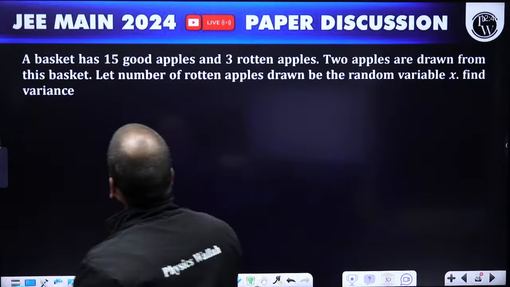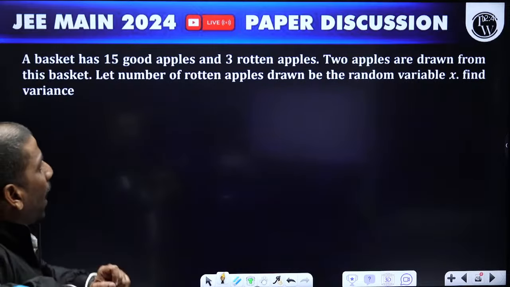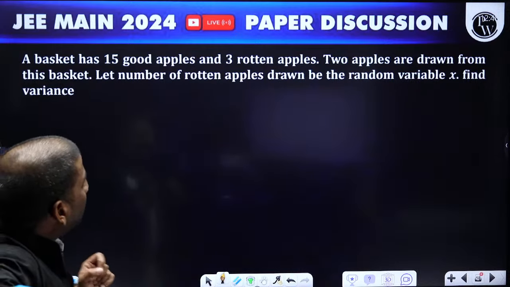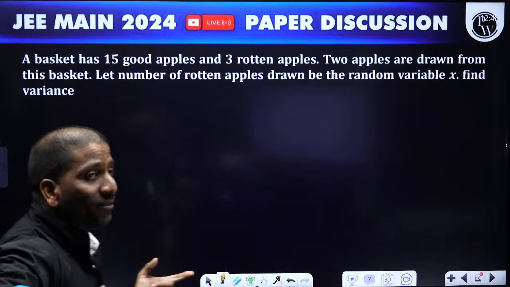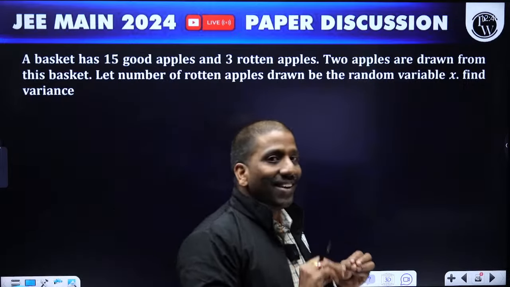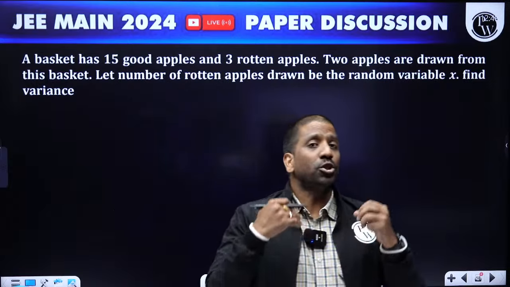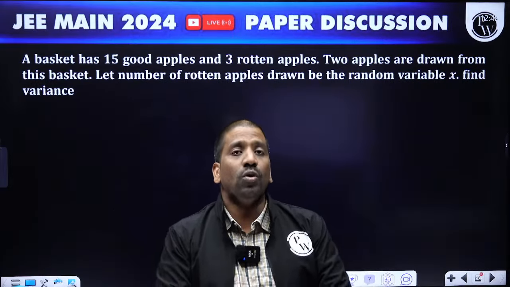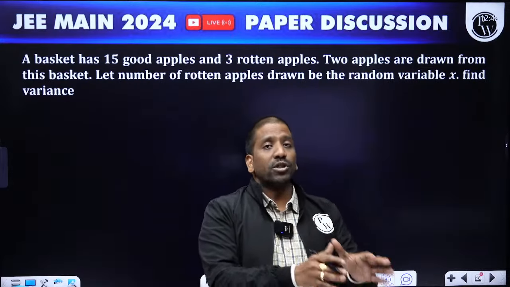Next, a basket has 15 good apples and 3 rotten apples. 2 apples are drawn from this basket. Let the number of rotten apples drawn be the random variable x, find the variance. So it's a random variable, probability distribution question, because binomial distribution used to get many questions, but this time binomial distribution is removed from the syllabus. So that's why we are getting a standard question from probability.